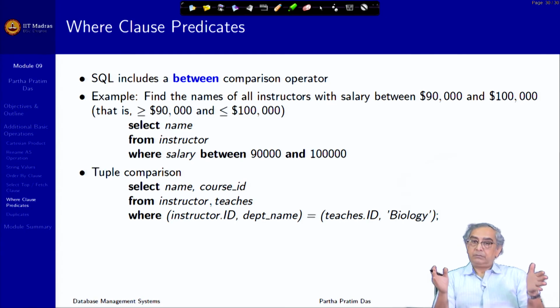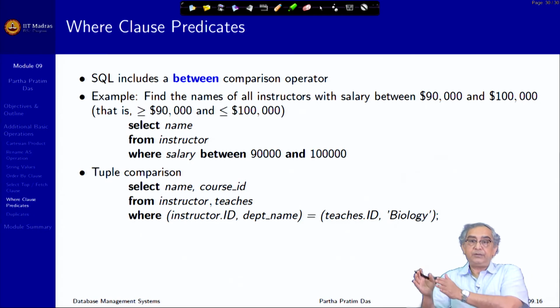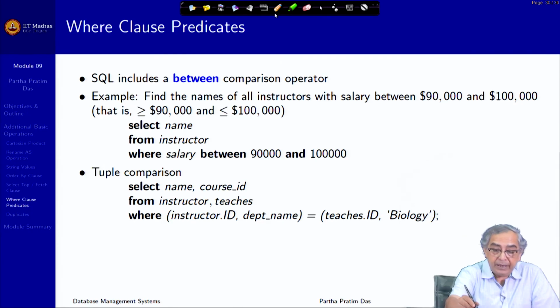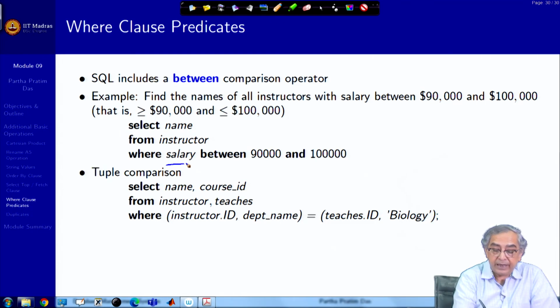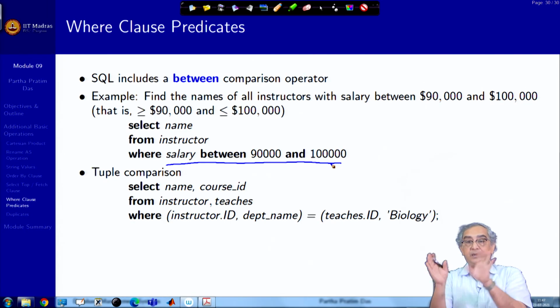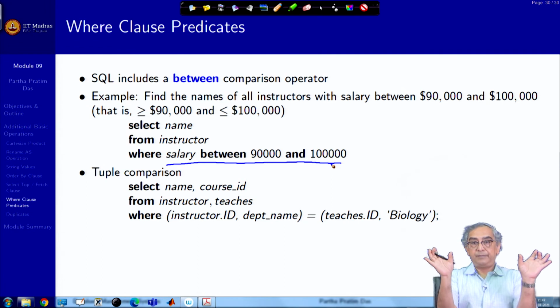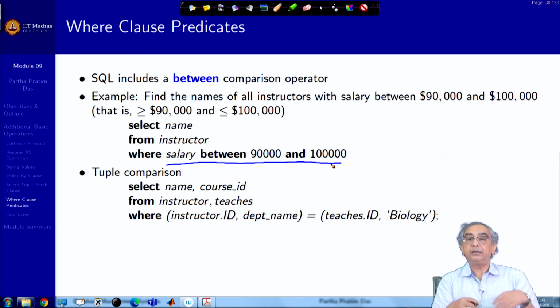Obviously, you can write it as two parts of the query, that salary greater than or equal to $90,000 and salary less than or equal to $100,000, but you can make it easier to write and to read by saying that salary between this and this. So, between gives you a range, it has a lower value and a higher value, and if the value falls within that, it becomes true. If it is outside of that, it becomes false.